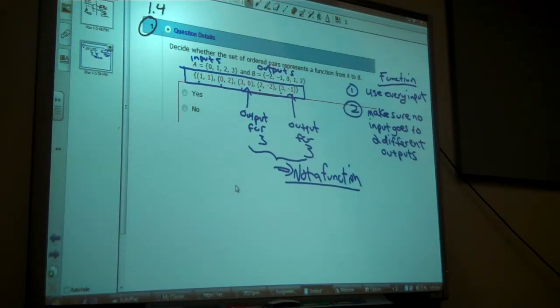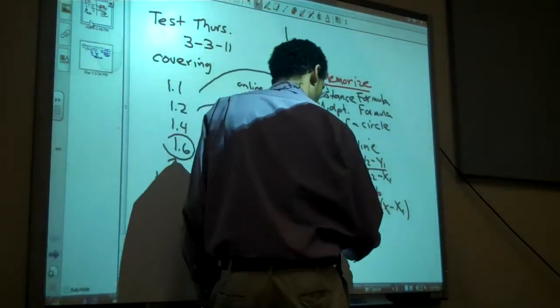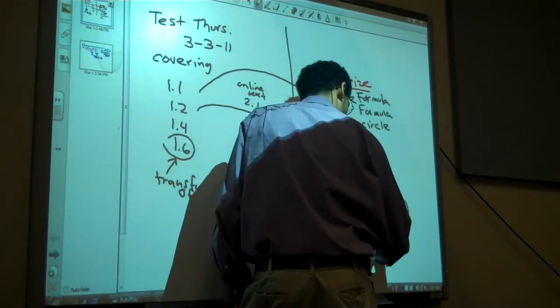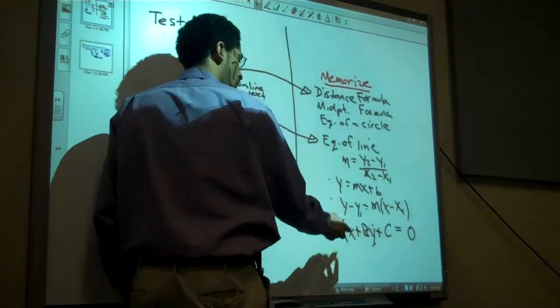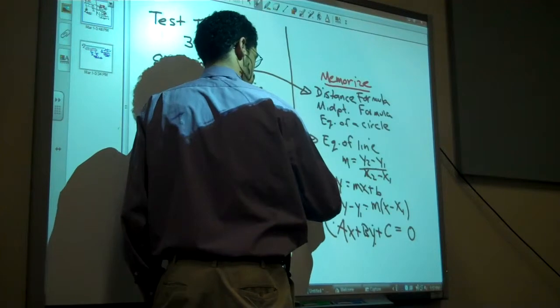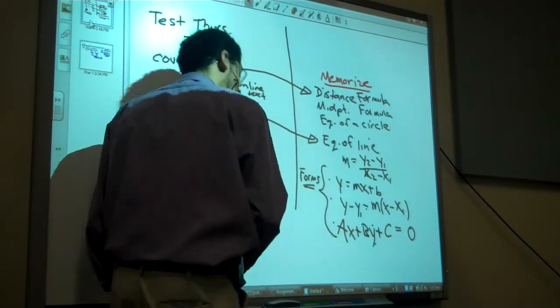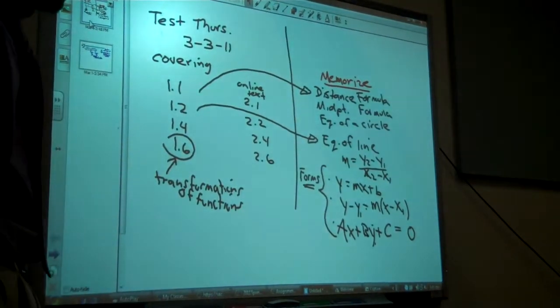More questions? Question is, for the test, do you need to know AX plus BY plus C equals zero? That's one of these forms of the equation of a line. And how to go back and forth between the different forms. Yeah, it comes up sometimes.